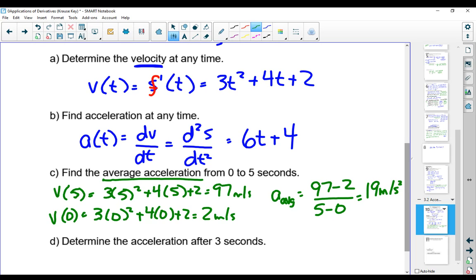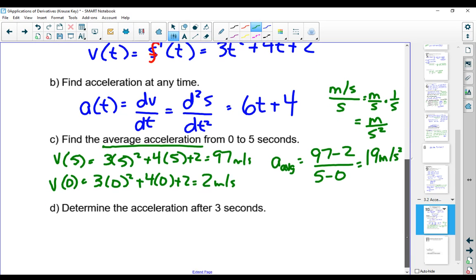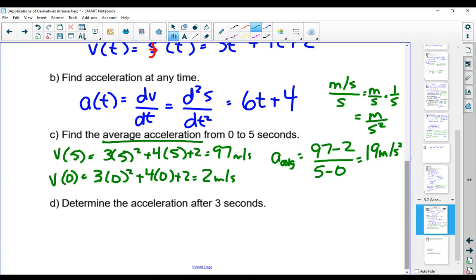So a little note on units here. I had meters per second divided by second. You'll hear some physics teachers say meters per second. Well, if we use our multiplication rules, meters over seconds times 1 over seconds equals meters per second squared. All right, again, if you've done physics, you're probably familiar with that. You've probably heard of acceleration due to gravity, but that's why our units are meters per second squared.